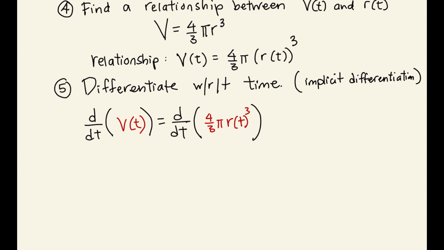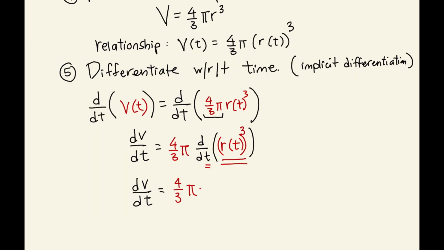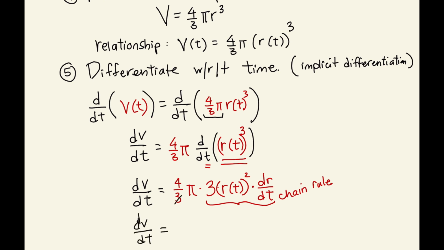Okay, and this will give me, on the left-hand side, just dV/dt. It's just saying take the derivative with respect to time. On the right-hand side, I can pull out the constant multiple, 4/3 pi. And then what is the derivative? This is the part that's a little bit tricky. What is the derivative of the radius cubed with respect to t? I'm using implicit differentiation as well as the chain rule. So this would be equal to 3 times r(t) squared times the derivative of r with respect to t. That is the chain rule right there. Let's clean that up a little bit. So we have dV/dt is equal to 4 pi times r(t) squared times dr/dt.